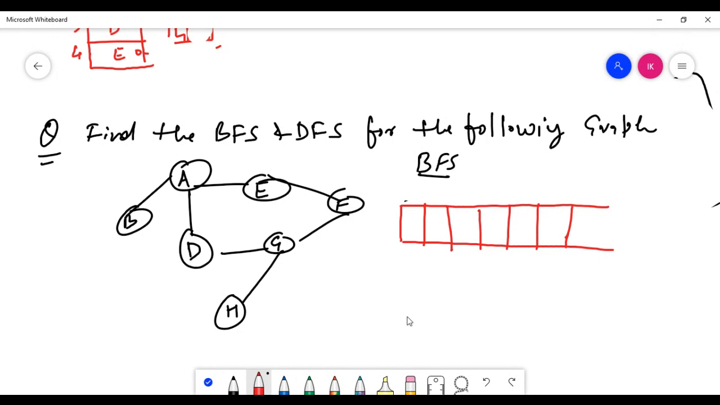Okay. For BFS we use a queue. What is the first node here? We can start from A because A comes first in the alphabet. So in BFS, first is A. Next, A is in the queue. From A, what is the rule here? Queue: first in, first out.